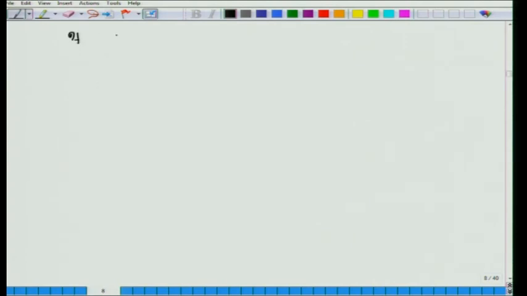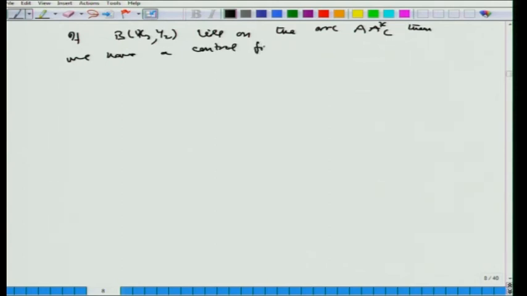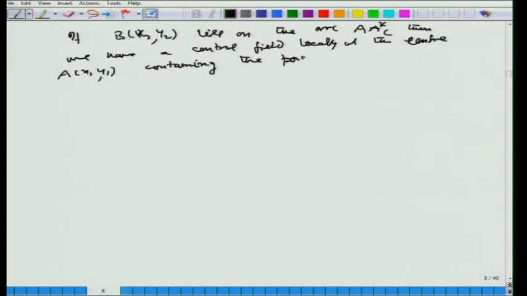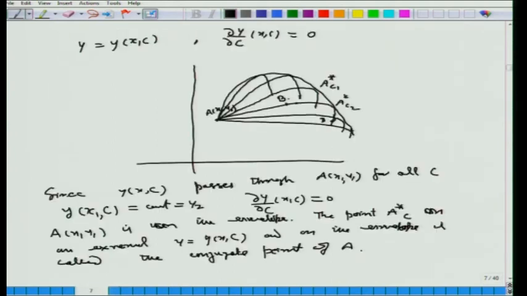So, if B, that is x2 y2, lies on the arc A star C, then we have a central field locally at the center A x1 y1 containing the point B, that is x2 y2. So, here you see that in this case, if B is here, we can consider this central field like this and this B will be included in that.